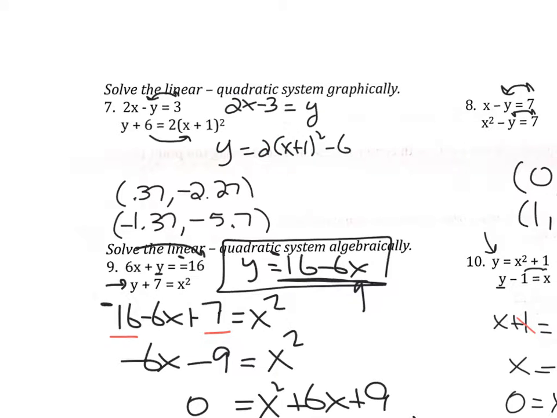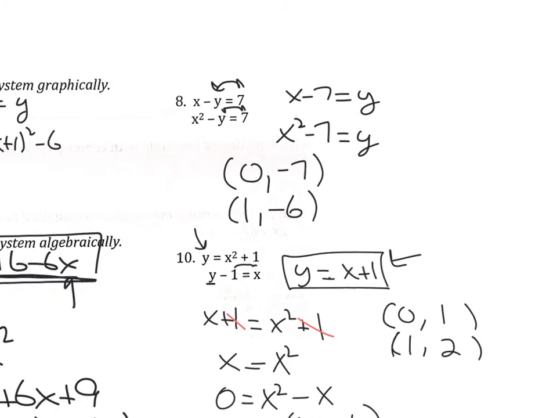Hit zoom 6 to graph it. Second calc 5. Enter, enter, enter. It gives you your first answer. And then if you trace close to the second answer and go second calc 5, enter, enter, enter again, you get that answer. 8's the exact same way.